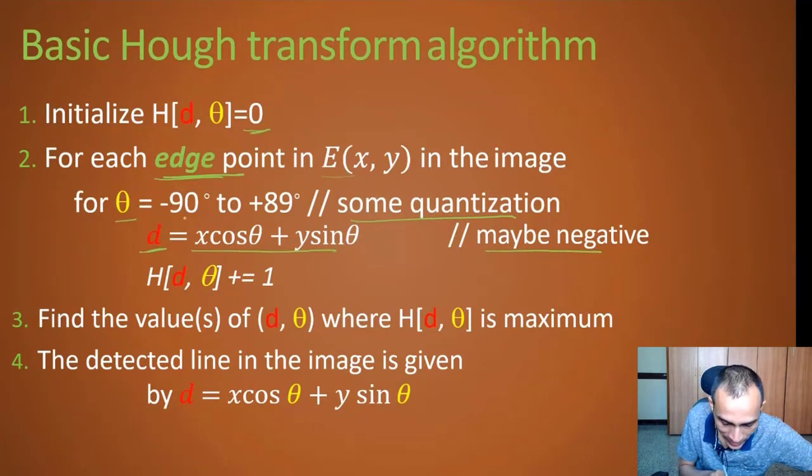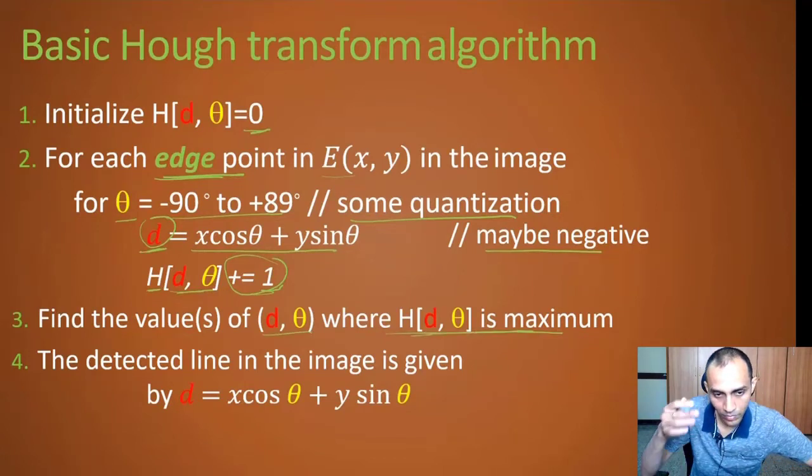But the idea is basically we'll have to vary the theta from some minimum to some maximum, get the corresponding perpendicular distance, and then for each pair of theta and d, we will increment the count for the Hough accumulator. So the accumulator will increment the count there, and at the end, when we have done this for each edge point, we'll find the values of d and theta where this is maximum or near the maximum.